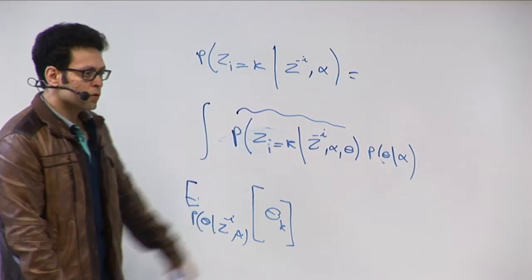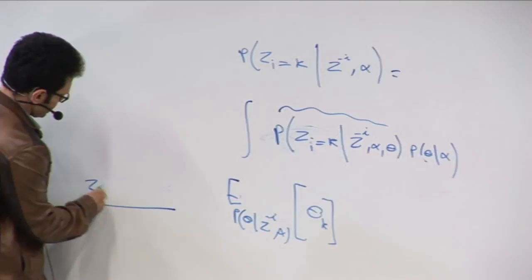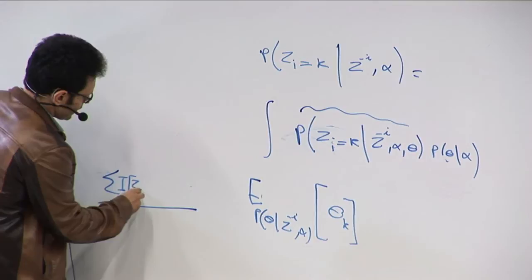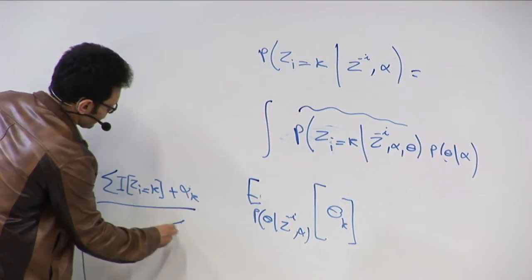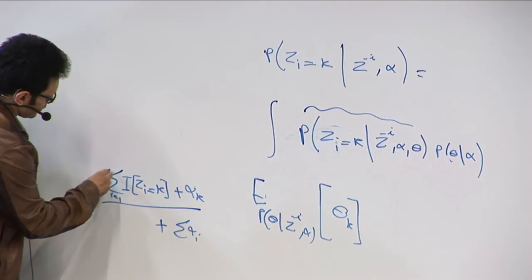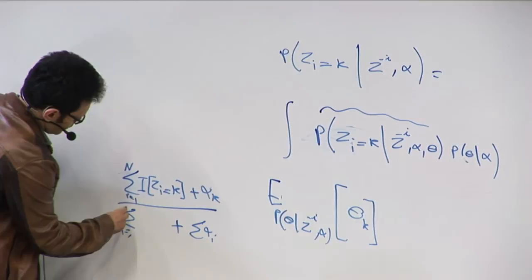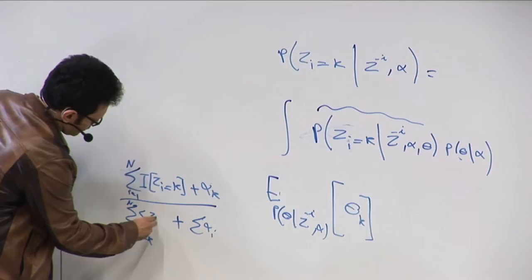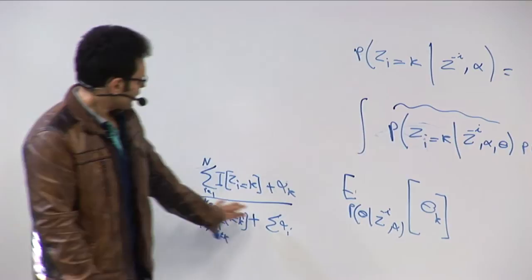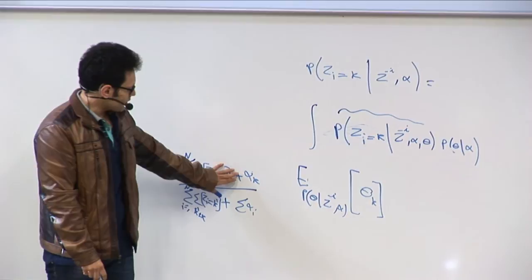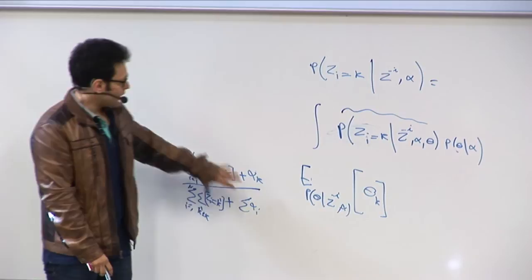the number of times the indicator variable d_i equals k plus alpha k over the summation over alpha i plus... Okay, so this is just the posterior distribution over theta, right? So all we have is the prior alpha k. If I ask you what is the probability of theta before you have seen anything, it's just alpha k over the summation of alpha i. But now I observed a couple of words that take the value of k.